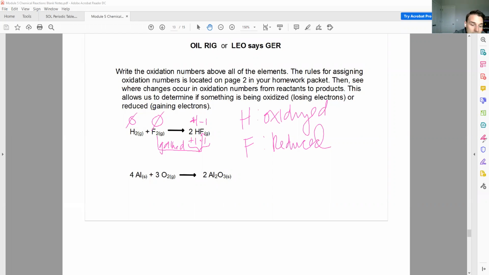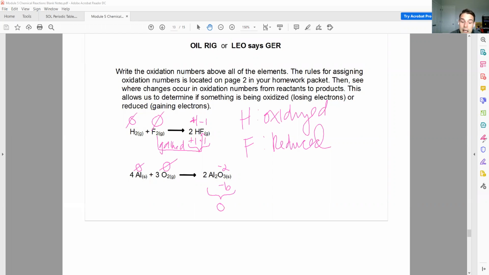Okay, oxidation number for aluminum, 0, that's its elemental state. For oxygen, 0, that's its elemental state. Now, aluminum oxide. I do know a rule for oxygen. Oxygen is always -2. There are 3 of those oxygens, so overall that gives me a -6.